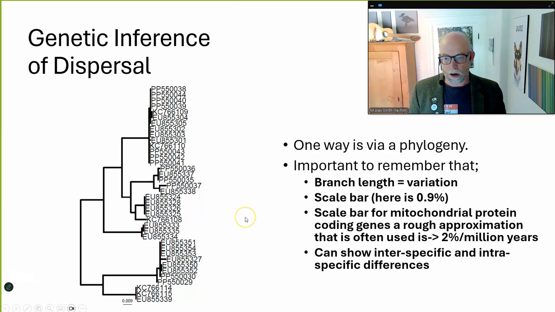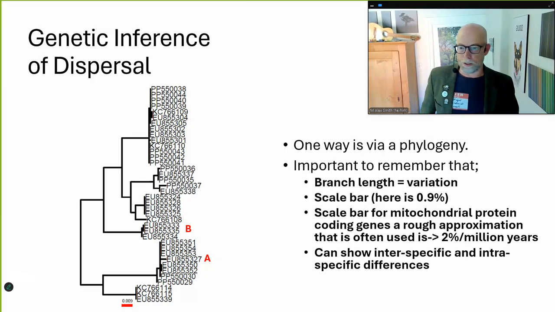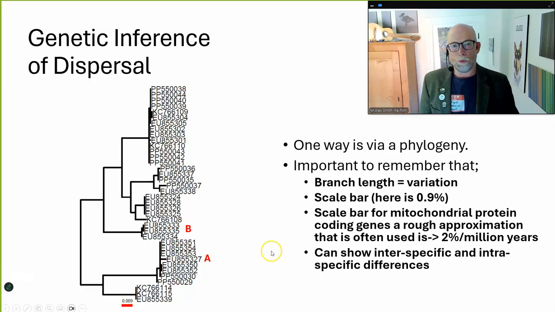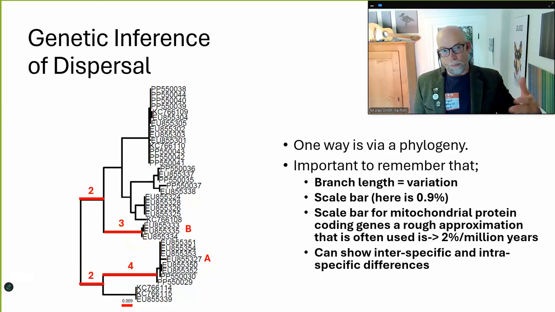And let's talk about how to measure. So there's their scale bar. Let's say we wanted to measure two populations here, A and B. Now, just eyeballing that from the tree, one of the ways you could do that is say, well, if that scale bar is roughly 1, then we've got 4, 6%, 8%, 11%. So population A and B are 11% divergent.